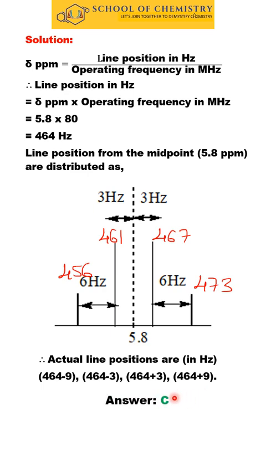Of course, in answer C, this position they have given as 455, which should have been 456. The correct answer should have been 456 Hz, 461 Hz, 467 Hz and 473 Hz. A very important thing is that in the quartet, at the midpoint 464 where the signal was supposed to appear, we won't be observing anything. That point should be kept in mind. The actual signals in the quartet will be distributed away from this midpoint. So the most appropriate answer among the given options is option C.